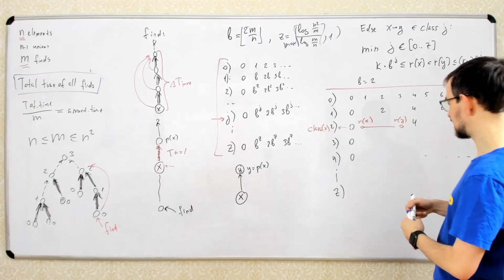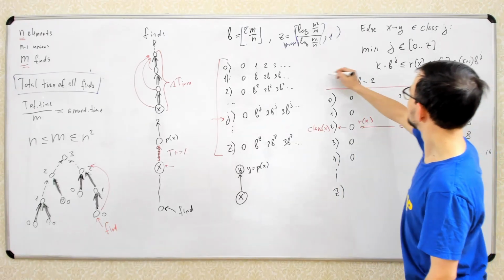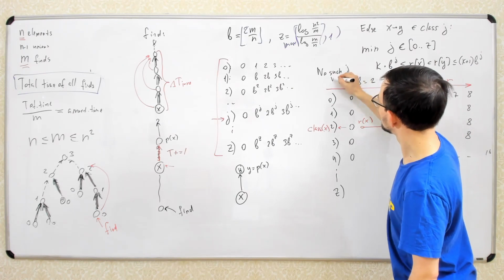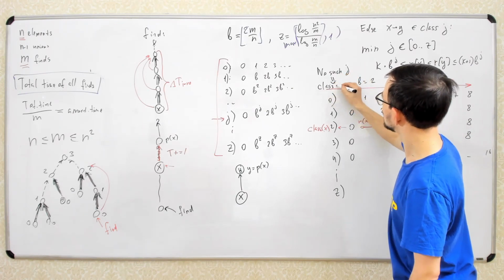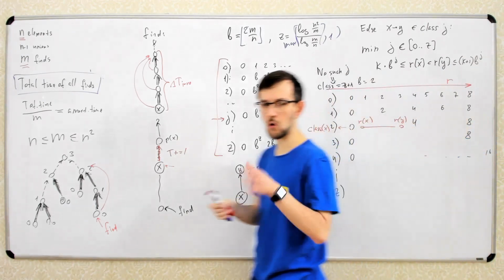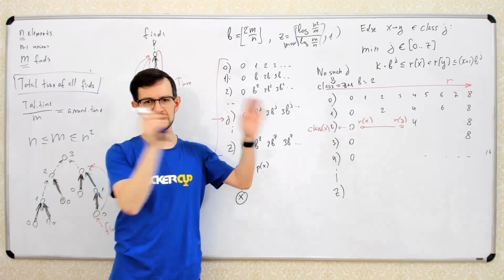So if there is no such j, then the class will be equal to z plus 1. So we will add all these big edges into one separate class.